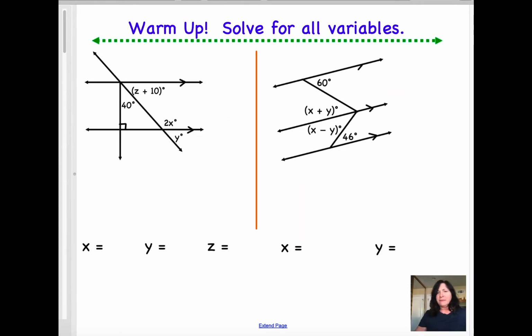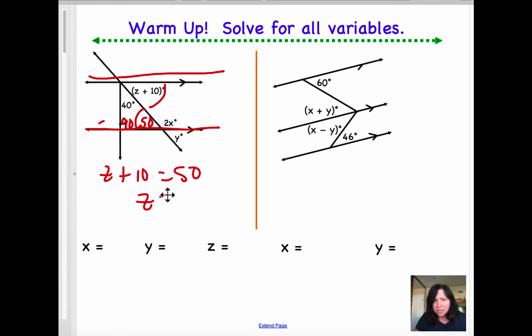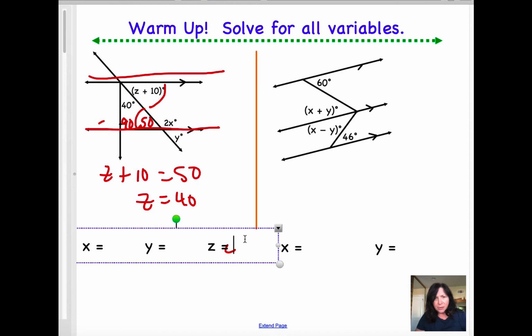Okay. For these two problems, in this one I want to find x, y, and z. This one I just want to find x and y. So for the one on the left, I know that this is a 90-degree angle, which means the other two have to sum to 90. So if that's 40, that's 50. I know that this angle here and this angle here are congruent because of these two lines being parallel, cut by that transversal. I can say that z plus 10 equals 50, so z equals 40.